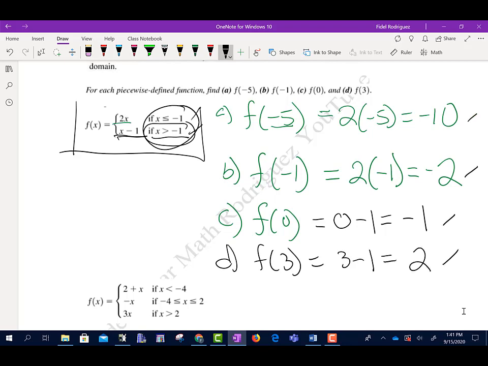And so that's how I know which part of the function I'm going to use. Based on my input number, the number that I have in here will tell me which part of this function I should use. Okay.